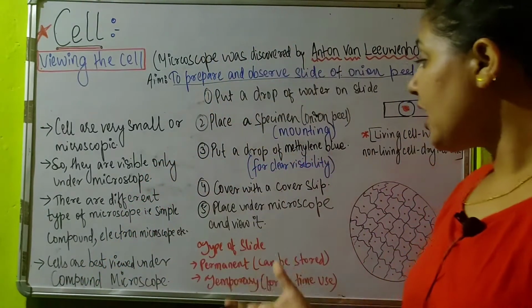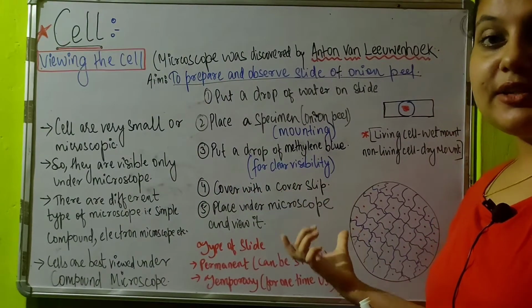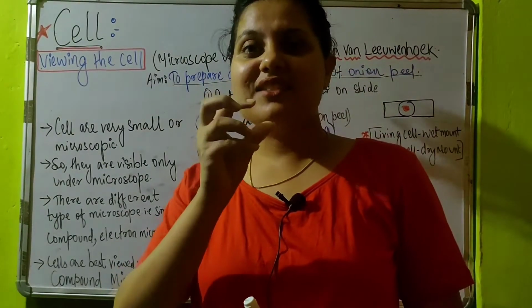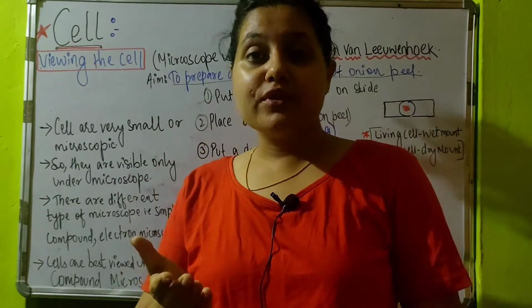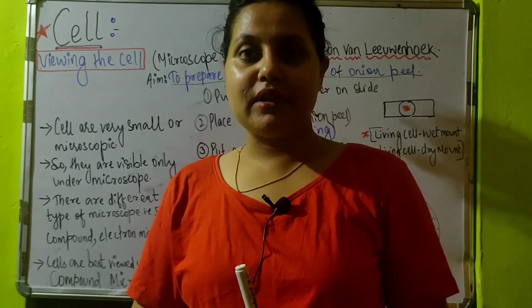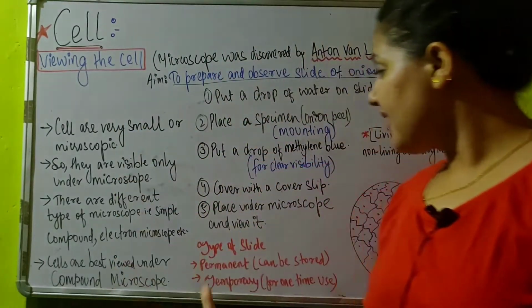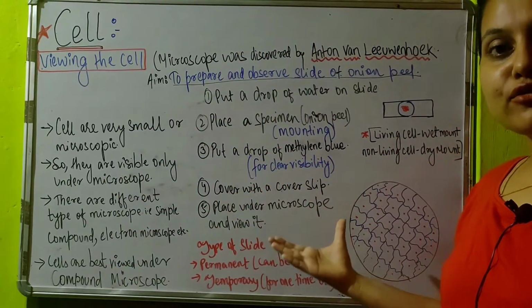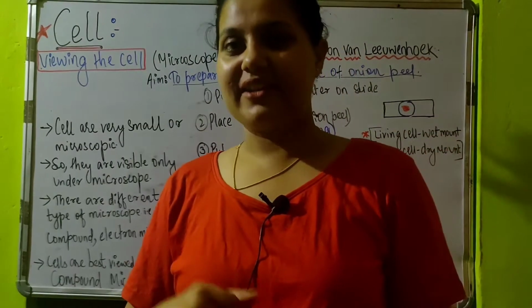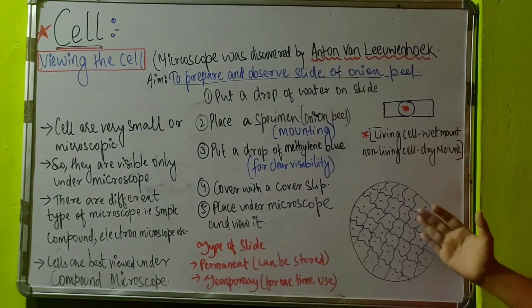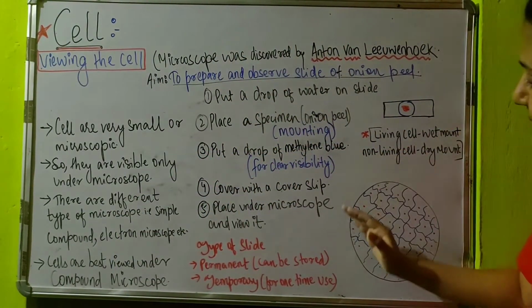Okay, now cover with a cover slip. A cover slip is a plastic fiber through which we cover our sample, ensuring that there is no air bubble. All right, and then we place it under a microscope and observe it. When we observe it under a microscope, we'll see something like this.